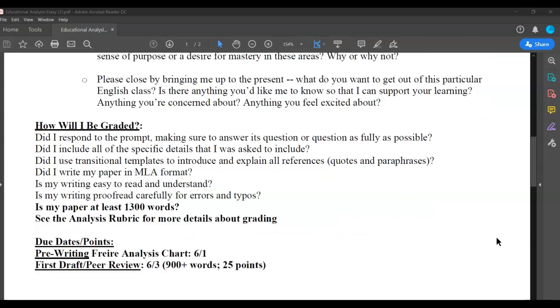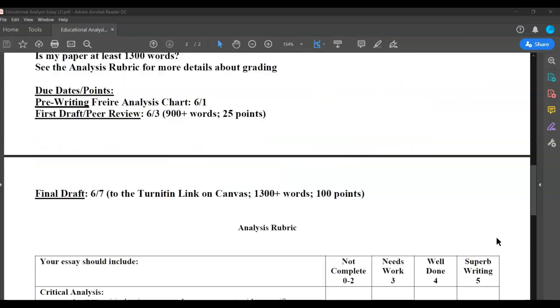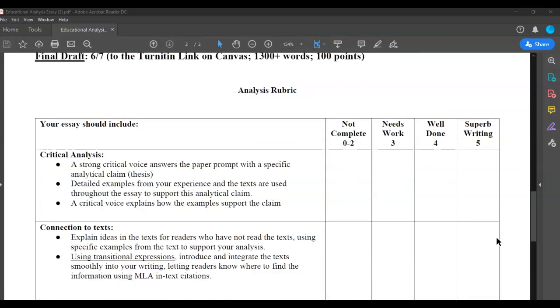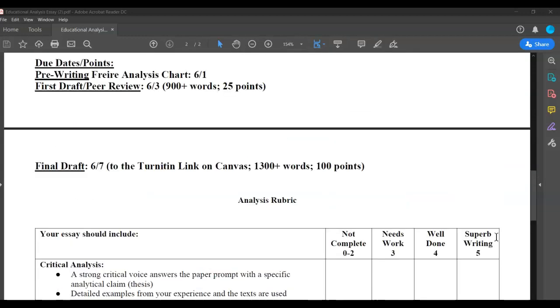How will I be graded? So if you take a look, first of all, the next page is the rubric. This is how you will be assessed for this paper. So go ahead and take a look at that, and you'll see that 5 on the far right is the highest score you can get for each category.